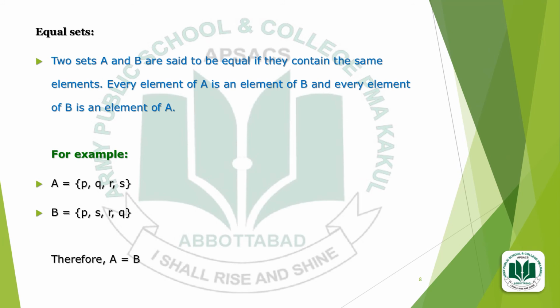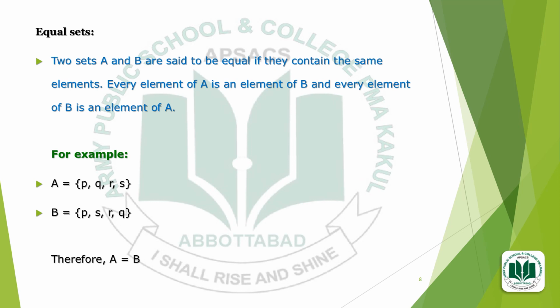Next definition, equal sets. Two sets A and B are said to be equal if they contain the same elements. Every element of set A is an element of set B, and every element of set B is an element of set A. For example, A = {P, Q, R, S}. Second set is B = {P, S, R, Q}. Therefore, A = B.